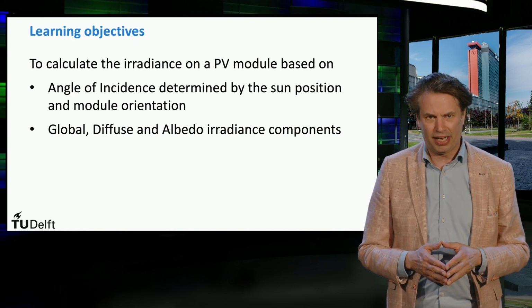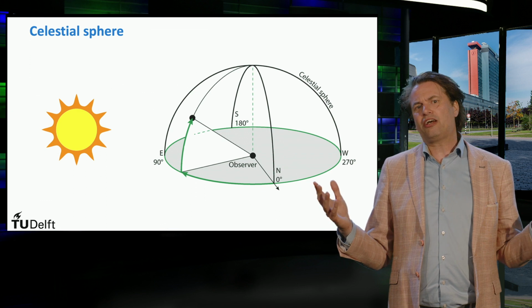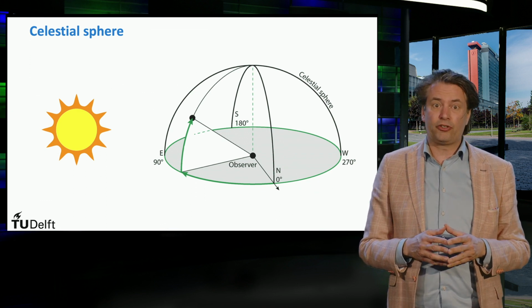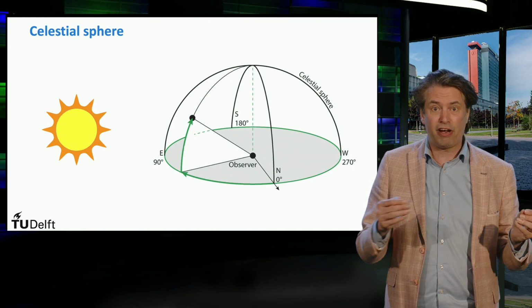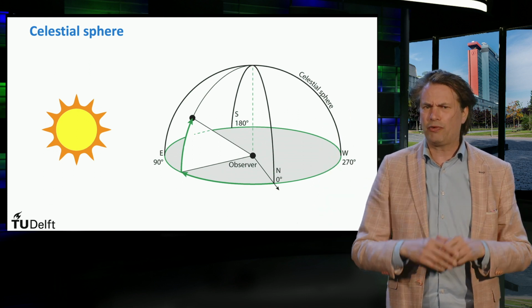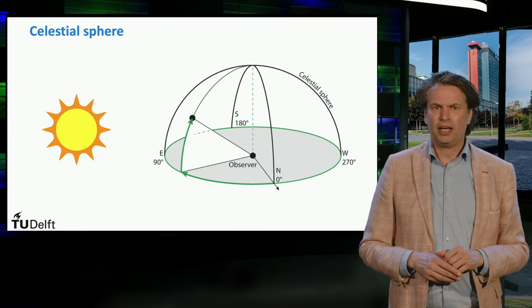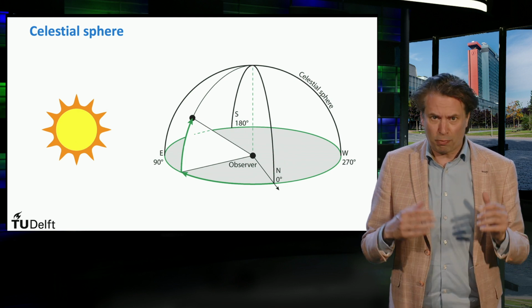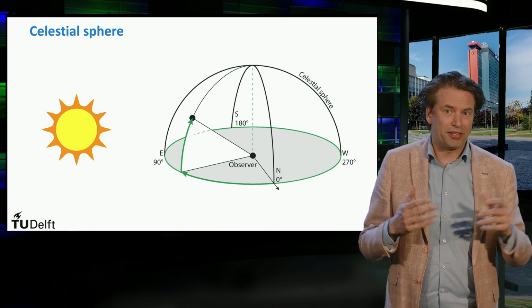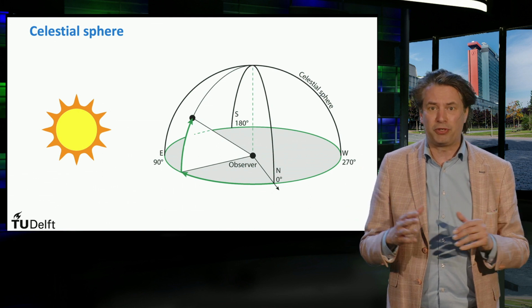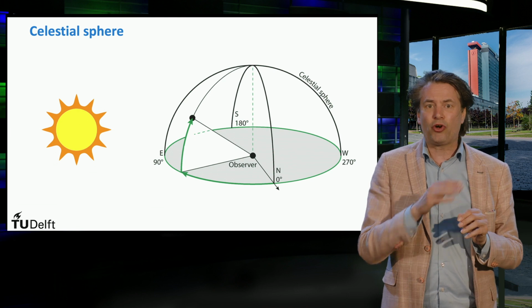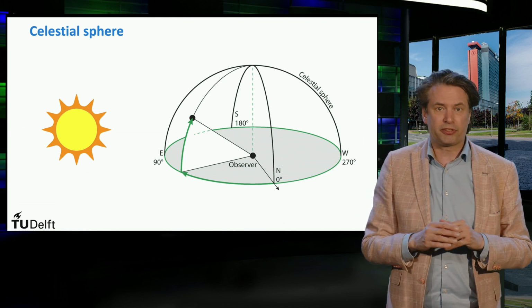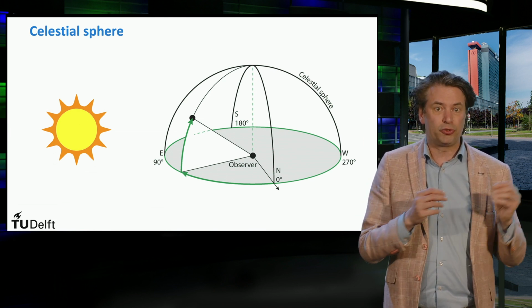To calculate how much irradiance is incident on a PV module, we have to define the position of the module in reference to the sun. Let's start with the position of the sun. Since celestial objects like the sun, the moon and the stars are very far away from the Earth, it's convenient to describe their motion projected on a sphere with arbitrary radius and concentric to the Earth.